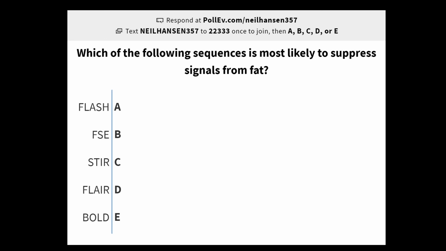Pause now if you need more time, but which of the following sequences is most likely to suppress signals from fat? The correct answer is a STIR sequence. That's short tau inversion recovery.